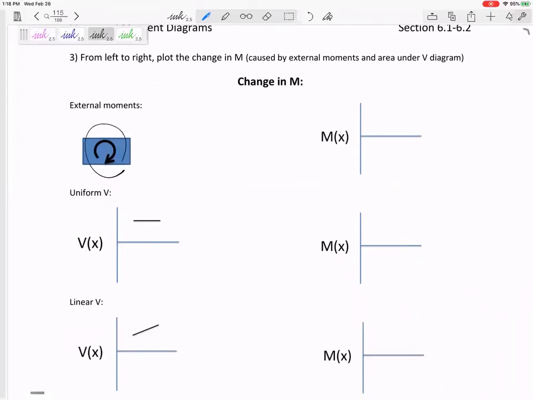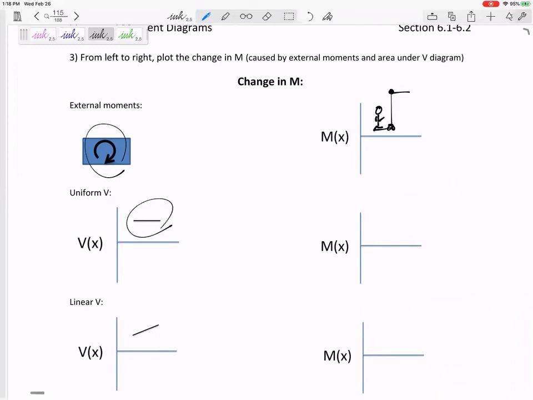A clockwise moment immediately pushes me straight up. So if I was down here, it's almost like I'm walking along this moment diagram. Clockwise moments immediately go straight up by the magnitude of the moment. All right, that makes sense.